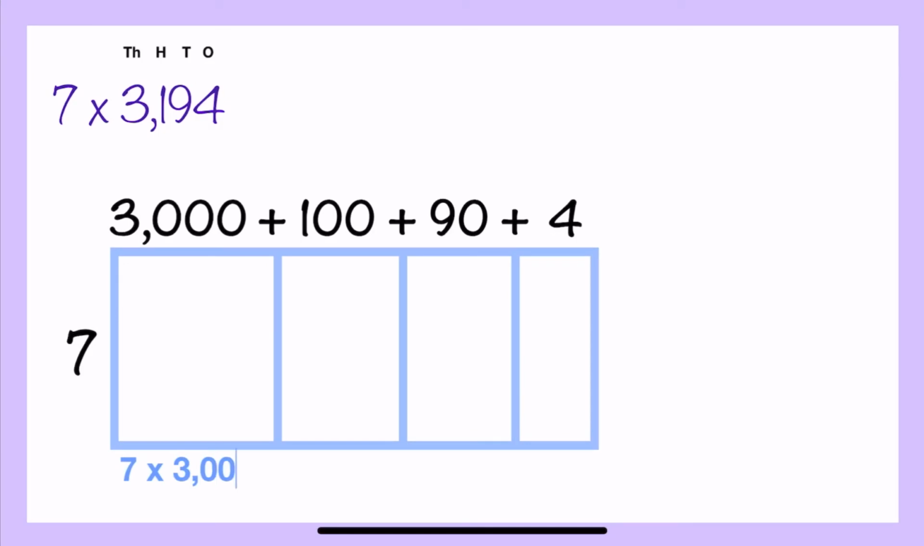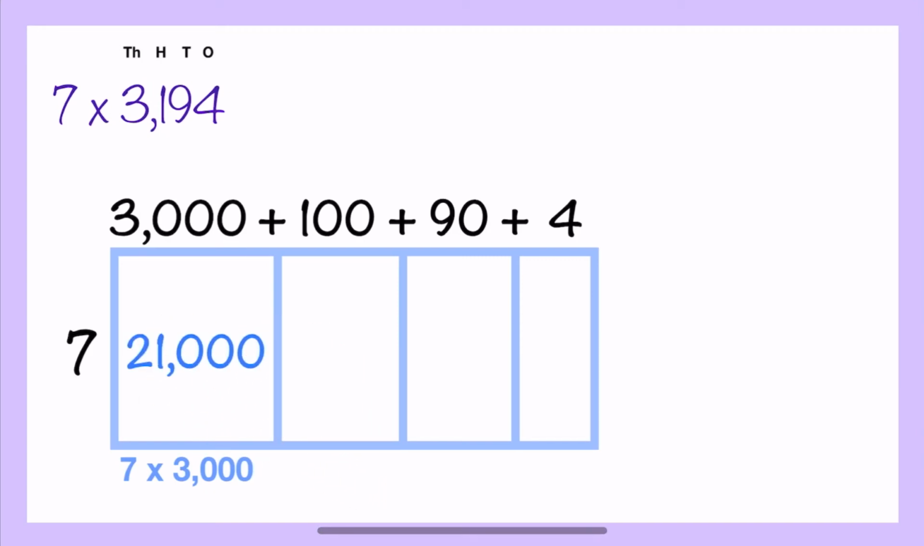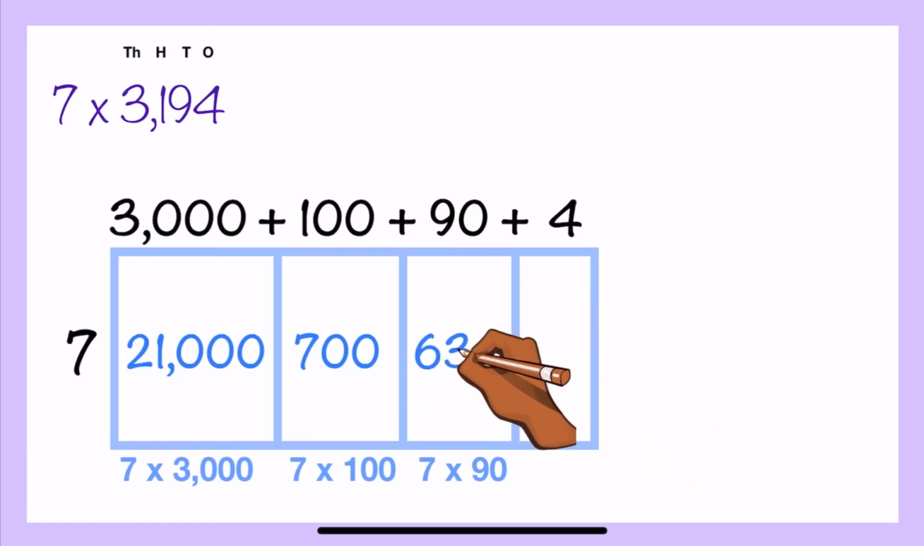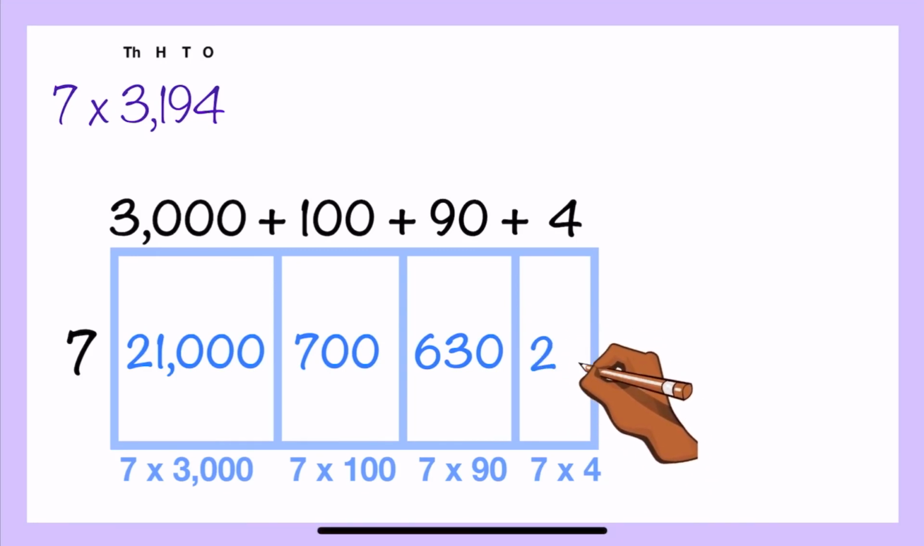7 times 3,000. Well, I know 7 times 3 is 21. So 7 times 3,000 is 21,000. 7 times 100 equals 700. 7 times 90, well, 7 times 9 is 63. So if we put a 0 behind the 63, that's going to be 630. And finally, 7 times 4 is 28.